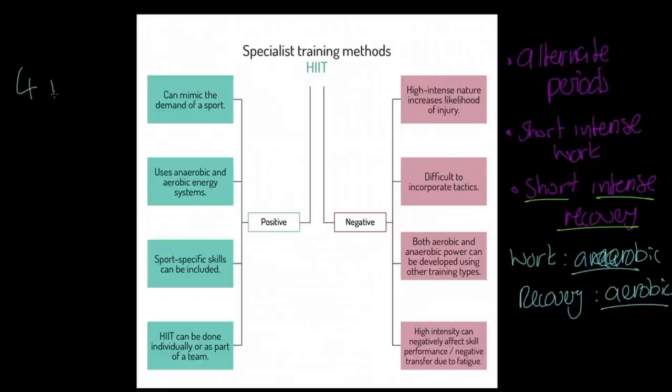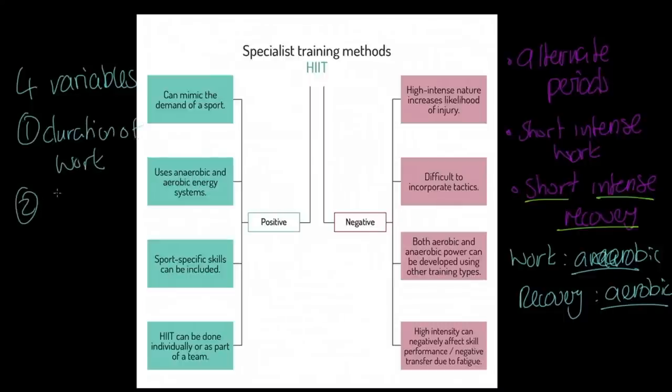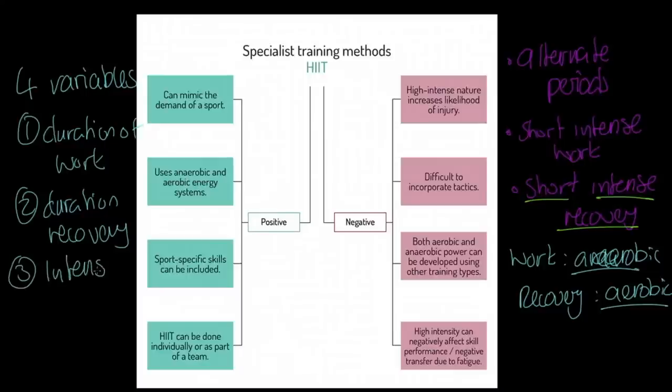And we have four variables in our HIIT training. So what are those four variables? Well, the first one is what we call duration of work. So we can make the work longer or shorter. Secondly, you've got the duration of recovery, how long that's going to be. Thirdly, you've got intensity. If you're doing running based stuff, what speed are you going, what percentage of maximum heart rate you can do. And then, of course, you've got your reps and sets that you can manipulate. Those are the things that we can change around here.